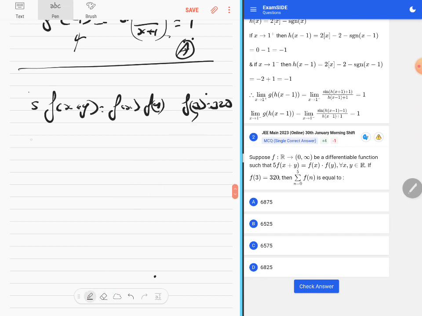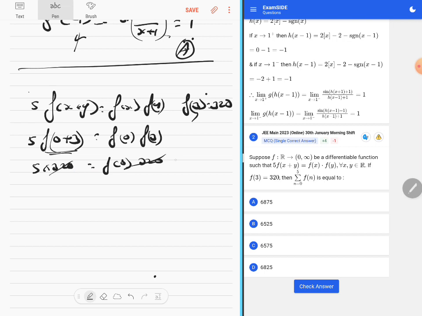Let's write 5 into f of (0 plus 3), because you already know f of 3, which is f of 0 into f of 3. f of 3 itself is 320, and f of (0 plus 3) is also 320. So 5 into 320 is equal to f of 0 into 320. The 320s get cancelled, thus f of 0 itself is 5.